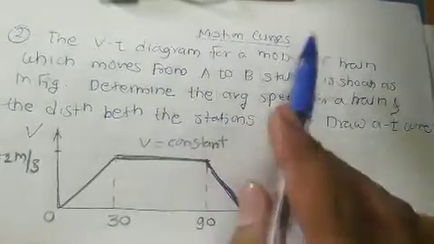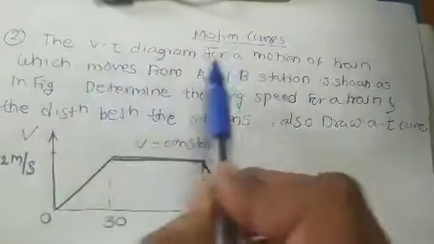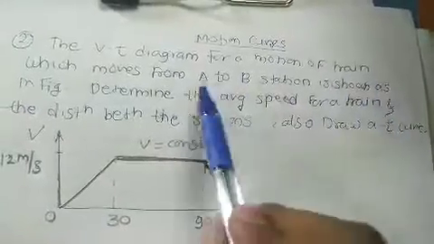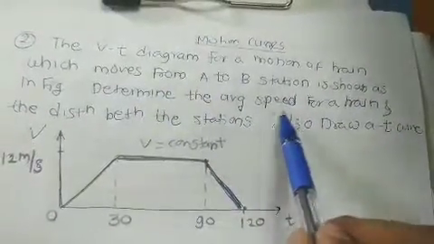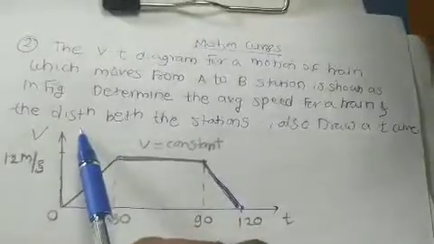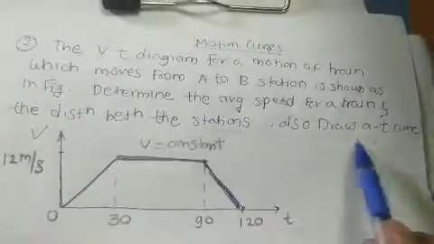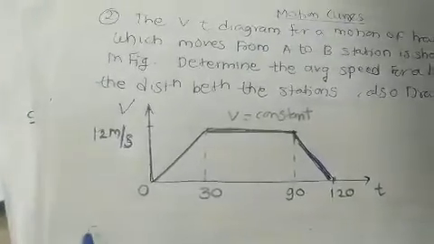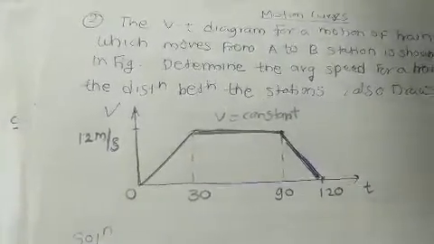Problem number 2 on motion curve. The VT diagram for a motion of a train which moves from A to B station is as shown in figure. Determine the average speed for the train and the distance between the two stations. Also draw the AT curve.